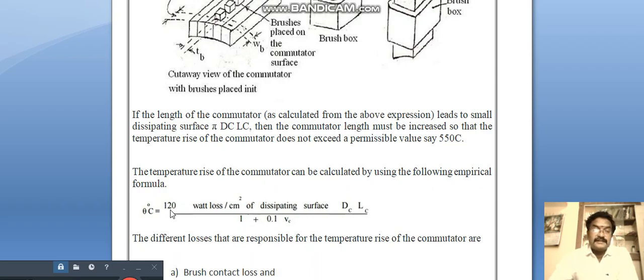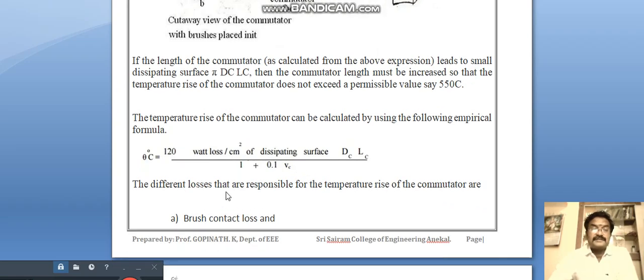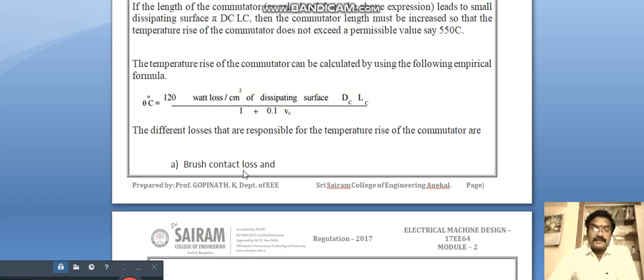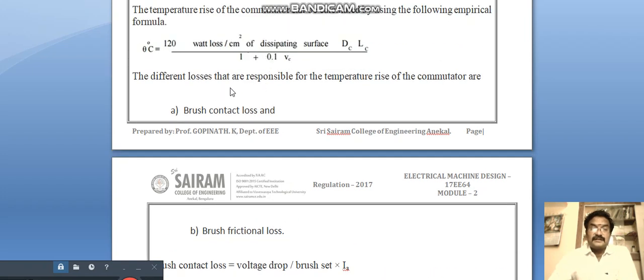Temperature rise in degrees Celsius is equal to 120 times the watt loss per centimeter square of dissipating surface, Dc Lc, divided by 1 plus 0.1 Vc. The losses responsible for the temperature rise of the commutator are the brush contact loss and the brush frictional loss.